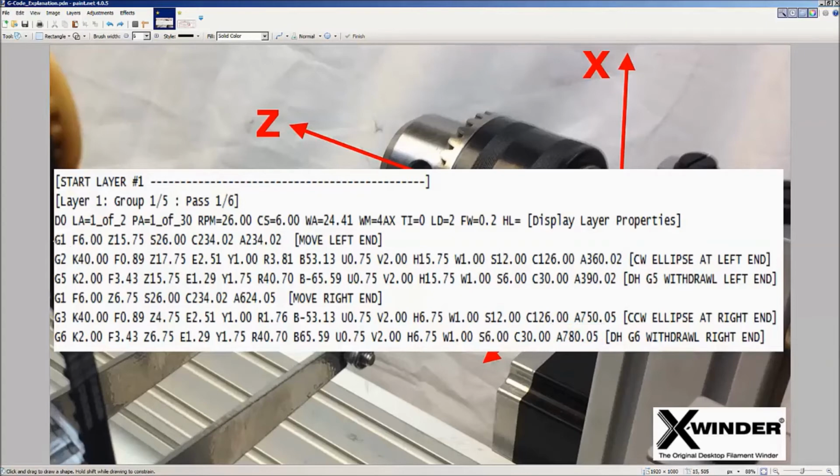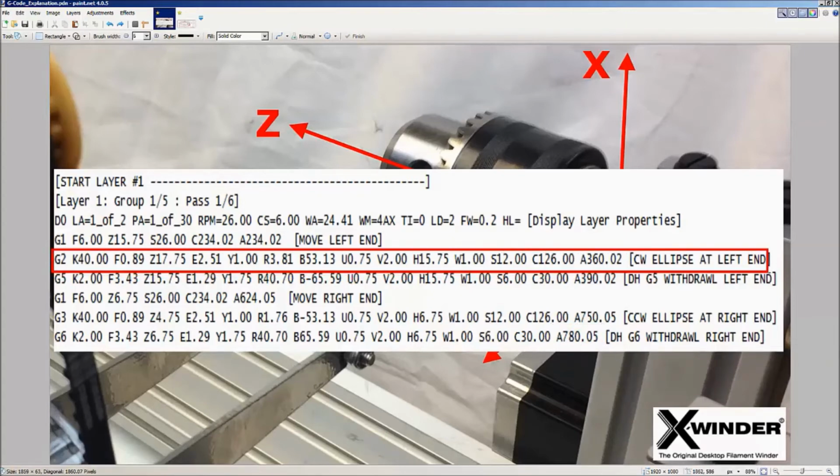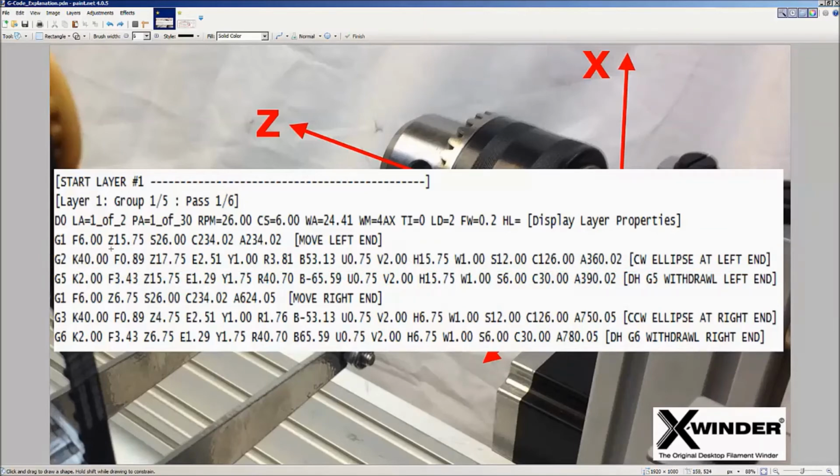So let's move to the G2 command. This is the clockwise ellipse at the left-hand end. We've already looked at this command, but basically there's the movement of the carriage, the linear movement of the delivery head, the angular movement of the delivery head, and there is the U, V, H, and W, the ellipse coordinates that we've already talked about. Here is the mandrel movement, 12 RPM through 126 degrees, and we reach a cumulative angle of 360.